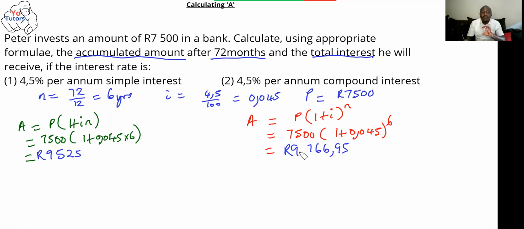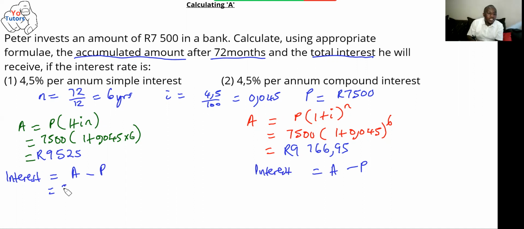So you can see that you are earning more when you are using compound interest, but when it's simple interest, you are earning less. But now, how do we get the interest? The interest is that additional amount above the principal, which is your 7,500. How do you get that? You are going to say accumulated amount minus principal amount. So here it is the same thing: interest is equal to accumulated amount minus principal amount.